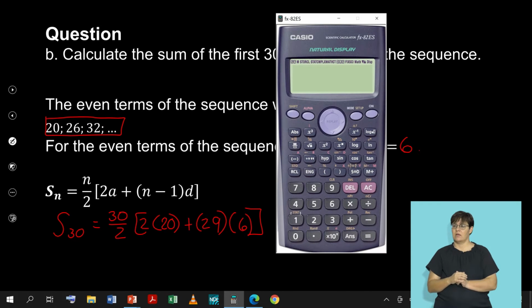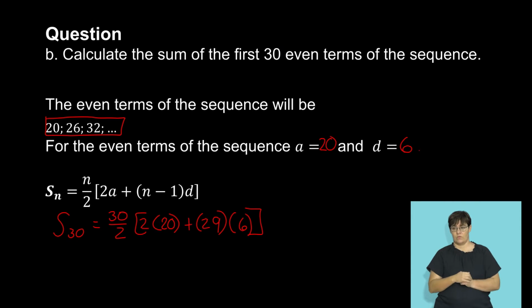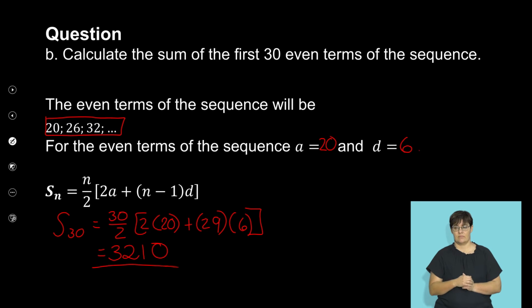So I've got 30 over 2 times 40 plus 29 times 6, which is equal to 3,210.